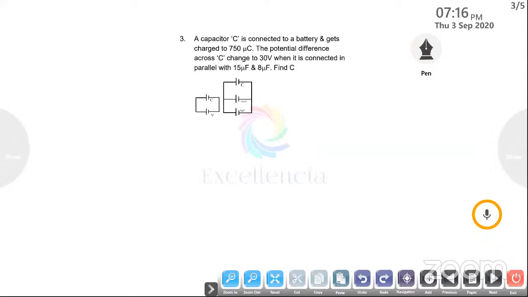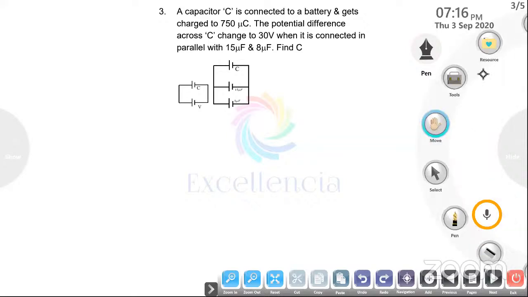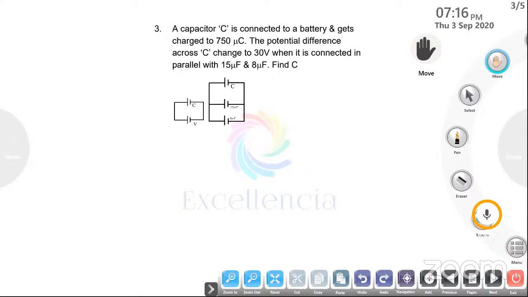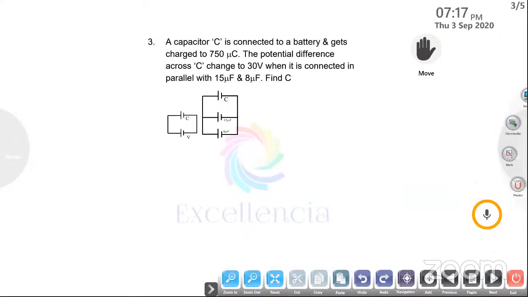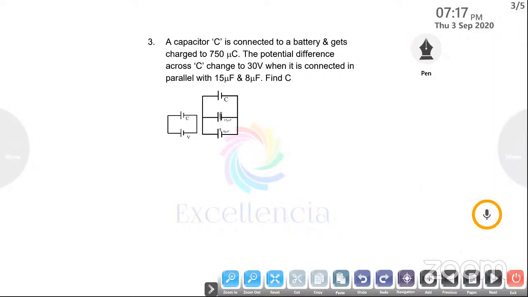Now this is a question from capacitors. Very simple one. If you want, you can use Kirchhoff law or whatever you want, or you can do it directly. It's very simple, not lengthy at all. The capacitor C is connected to a battery and gets charged to 750 microcoulomb. Now it is connected to 2 more capacitors, 15 microfarad and 8 microfarad. Find the capacitance. The potential difference goes down to 30 volt.